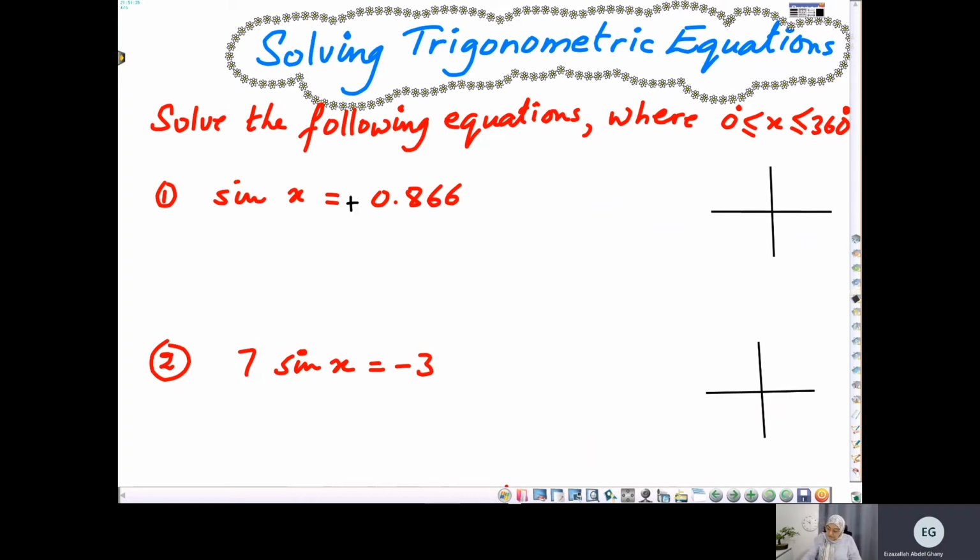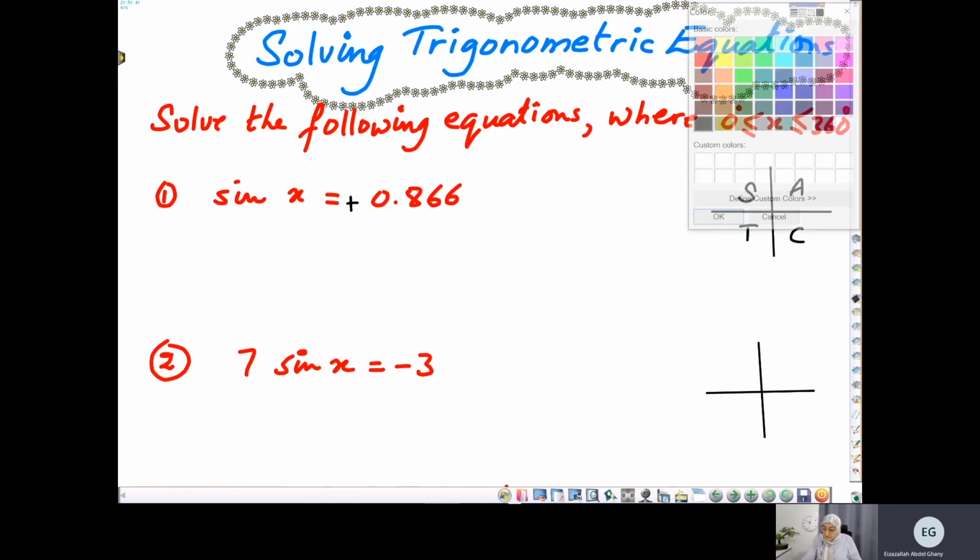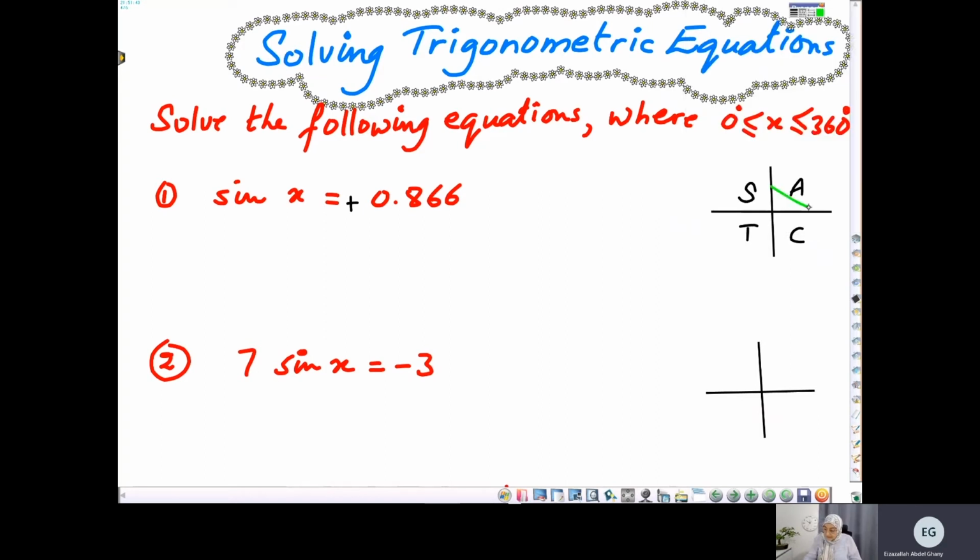If the sign is positive, here you should write, of course, ASTC, asterisk. Sign is positive in two quadrants. What are they? In the all quadrant and in the sine quadrant. I can call it the house of all or the house of the family, and the other house is the house of sine. So first of all, you have to use your calculator. Find an acute angle. What shall we name it? Name it acute. The acute angle is the angle whose sine inverse is 0.866.